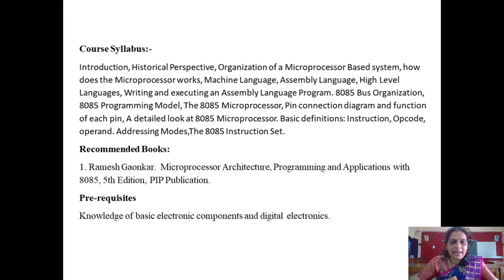Course syllabus: introduction, historical perspective, organization of a microprocessor-based system, how the microprocessor works, machine language, assembly language, high level language, writing and executing an assembly language program, 8085 bus organization, programming model, pin connection diagram, and after that a detailed look at the microprocessor, some basic definitions: instruction, opcode, operand, addressing modes, the 8085 instruction set.